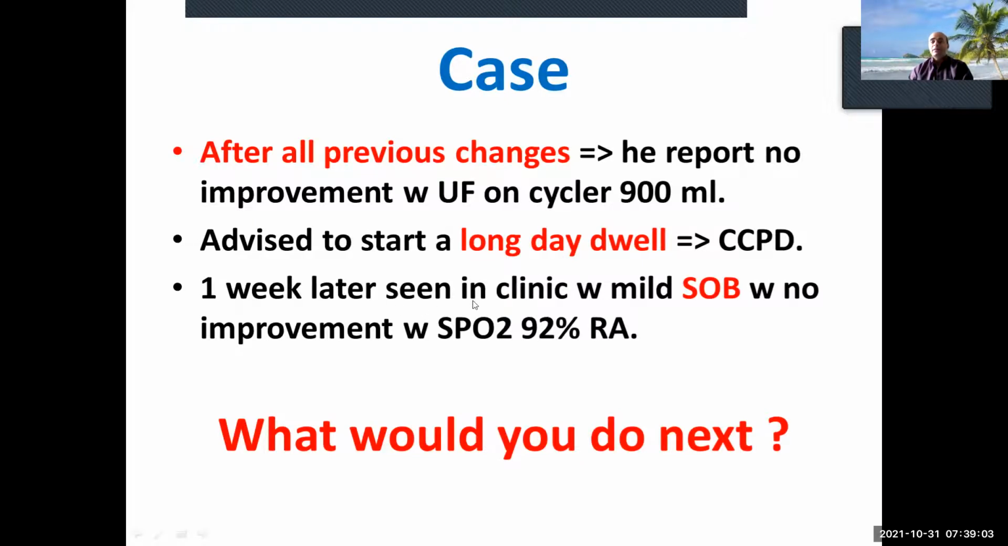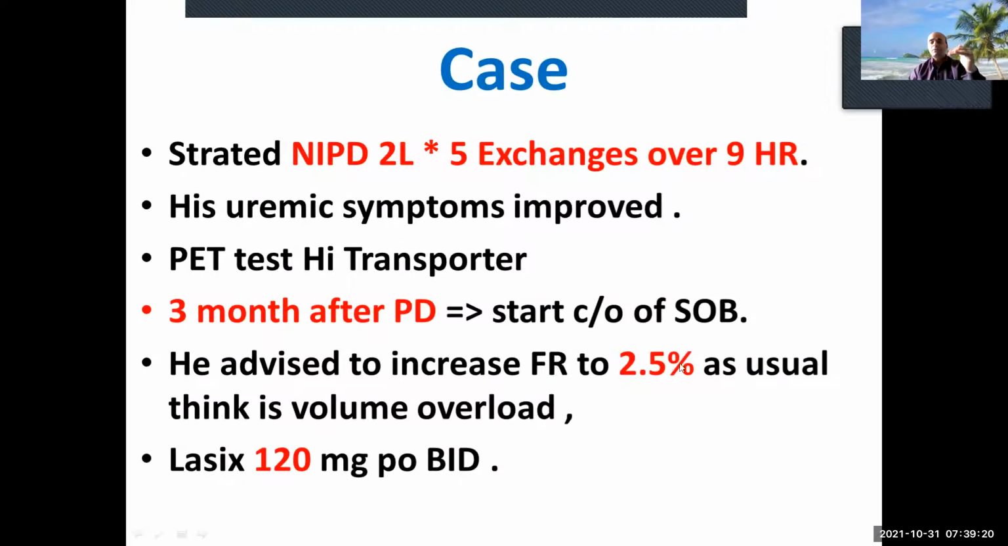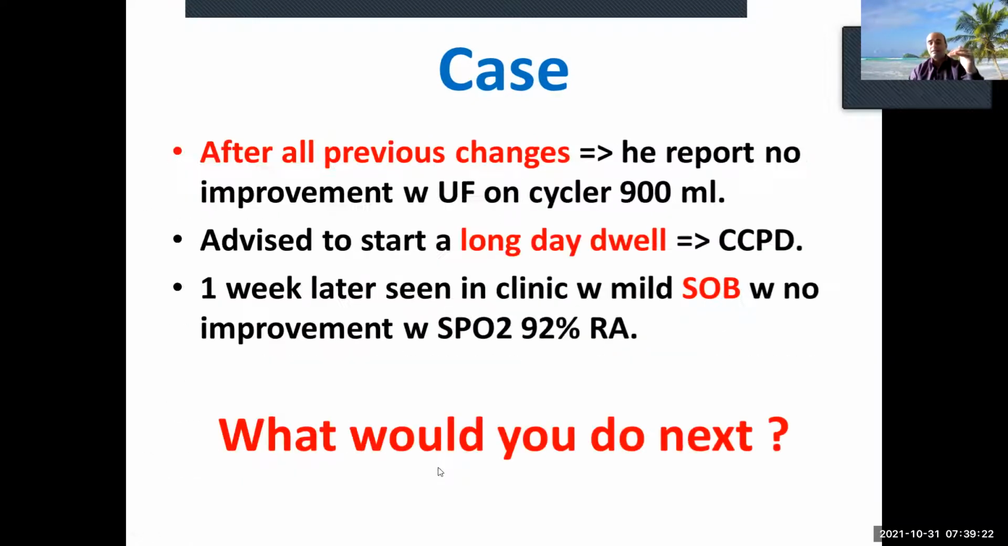One week later, we see him in our clinic again, following him after 1 week. He is still complaining of mild shortness of breath with no improvement, with good oxygen saturation at room air of 92%. You changed the fluid regimen from 1.5 to 2.5 and added Lasix, and now you added the daily dwell, and your patient is still complaining of shortness of breath. What would you do next? What is your action plan?